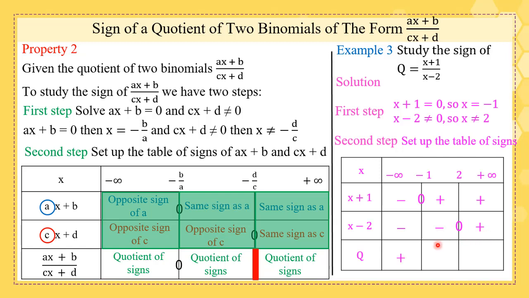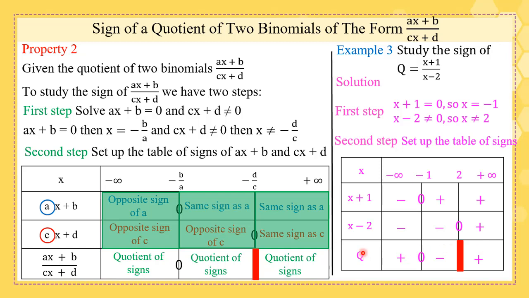Then we multiply the signs. Minus times minus is plus. 0 multiplied by x minus 2 is 0. Plus multiplied by minus is minus. Here we didn't make the multiplication since we say that x is different from 2, so we shade this part, and at last plus times plus is plus.